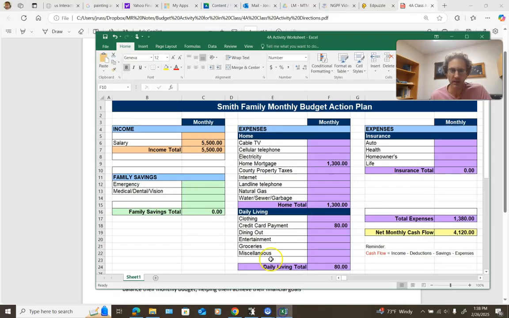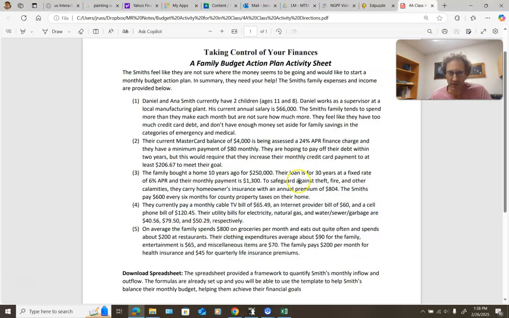So I'm going to come back in here and let's see. Okay, it's over here under insurance. Homeowners, we're going to input $67, hit enter, and then we're going to continue.